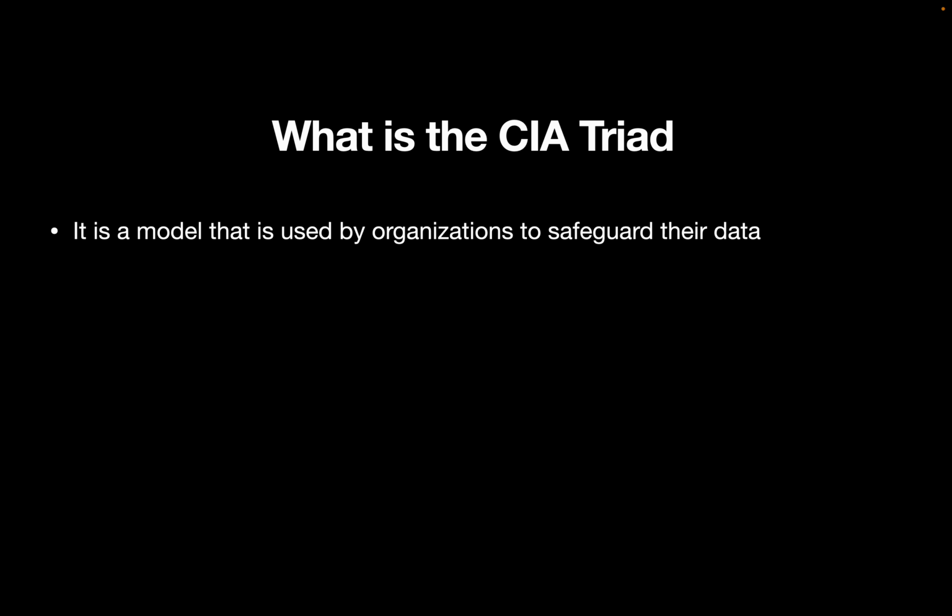So the CIA Triad is a model that many organizations use all over the world to safeguard the data that's within their organization, and that is what the CIA Triad is. The following slides in this presentation are going to go over each security principle of the CIA Triad.